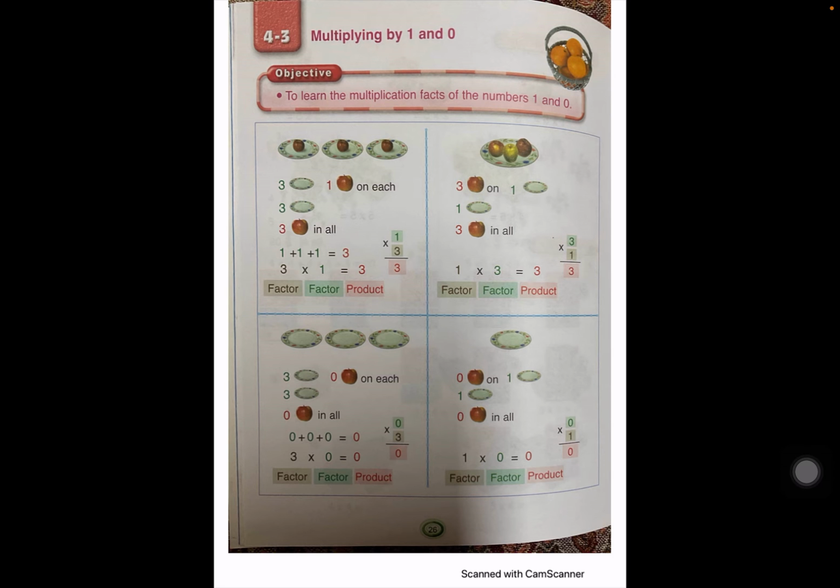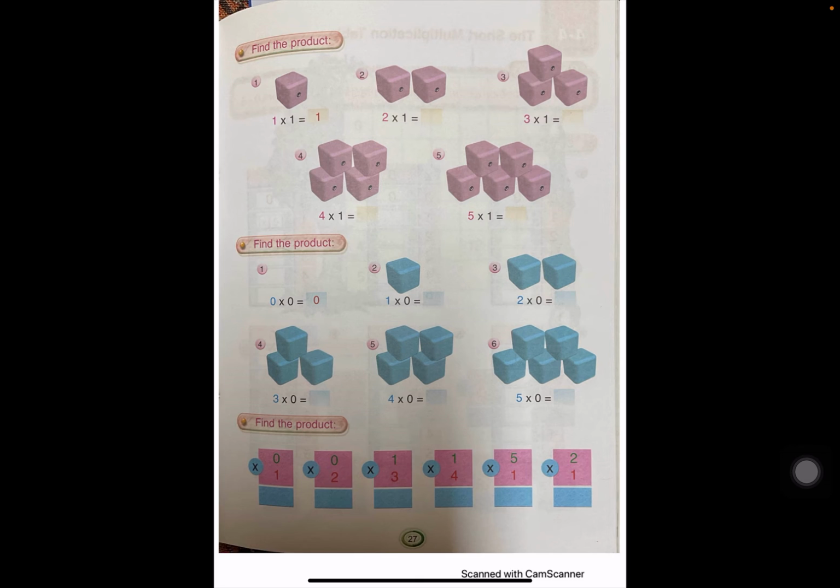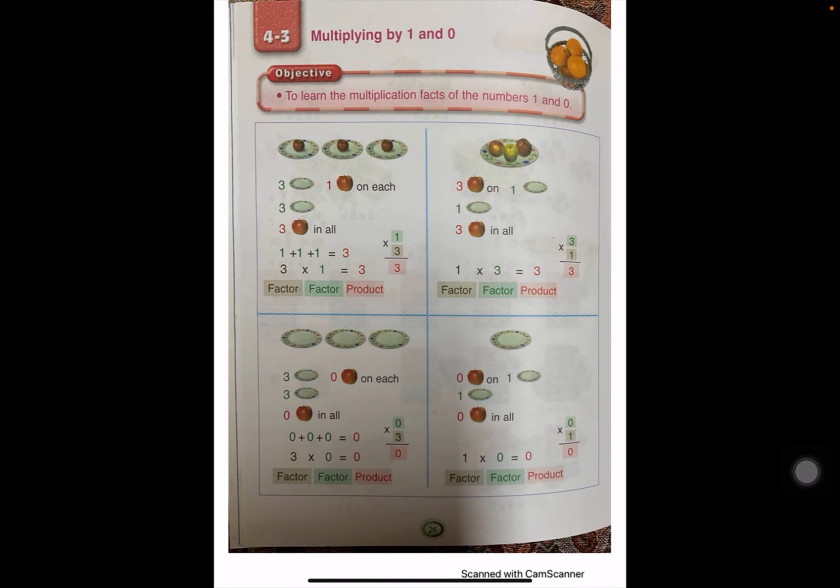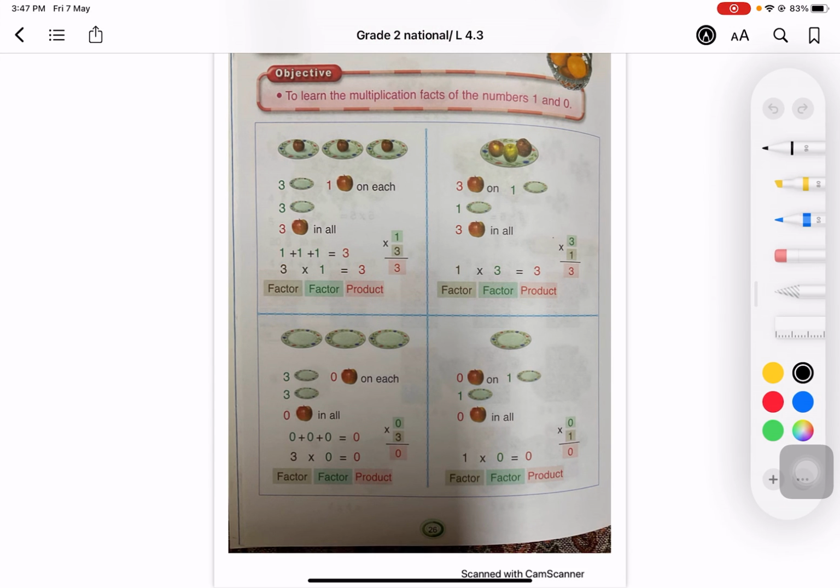We know the multiplication table for 2, for 3, for 4, and for 5. Now we are going to multiply by 0 or 1.